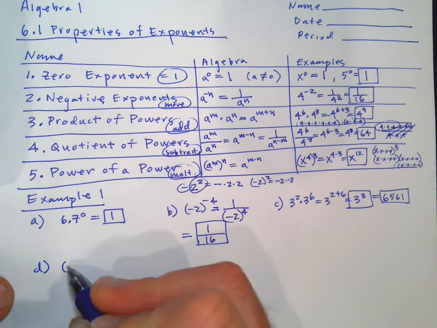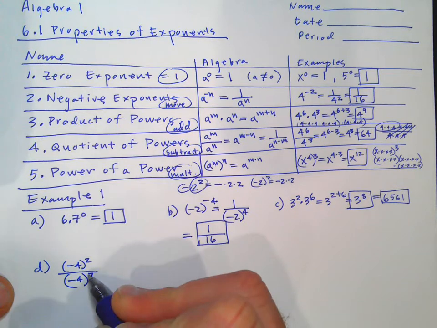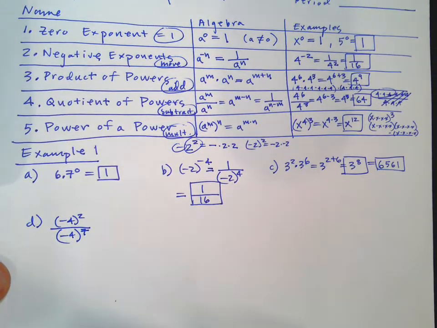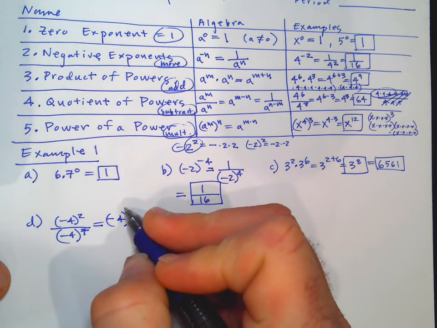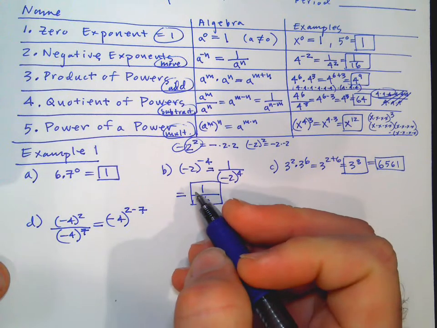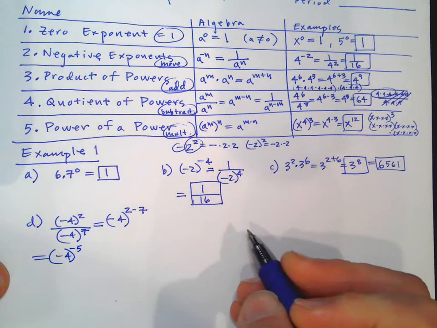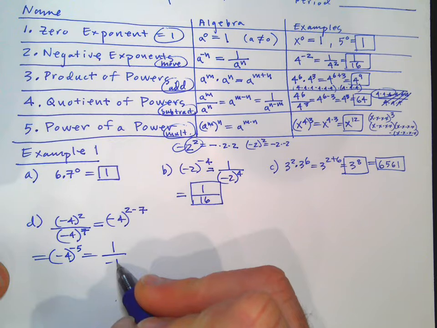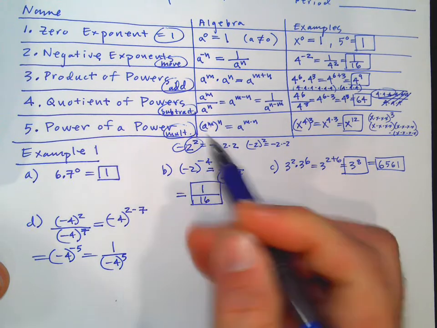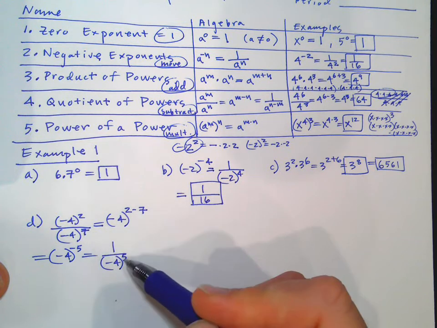D, (-4) to the 2 over (-4) to the 7th. So these parentheses make a difference. That means the negative is part of what's being raised to the exponent. So the rule is you can do top minus bottom. Now, that's going to give you (-4) to the -5. Now, I don't want a negative exponent, so I want to rewrite it as a positive exponent. So you move it to the bottom. Now, I was telling you up here earlier, we could have subtracted the 2 from the 7 and left it in the bottom, and we would have got the same thing a little quicker.